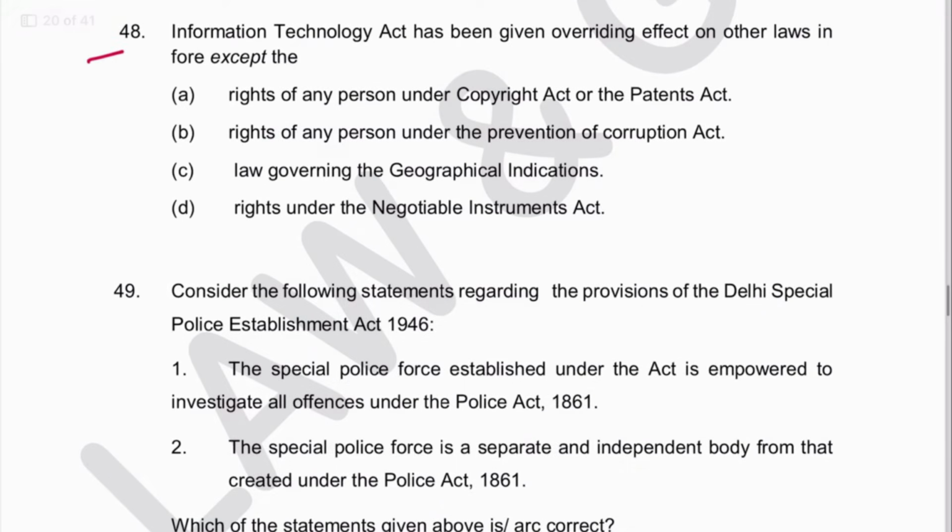Next, 48. The IT Act has been given overriding effect on other laws except the rights of any person under the Copyright and Patents Act, or rights under the Negotiable Instruments Act. D is the answer. Rights of any person under the Copyright and Patents Act. A is the answer. This is mentioned in Section 81 of the IT Act.